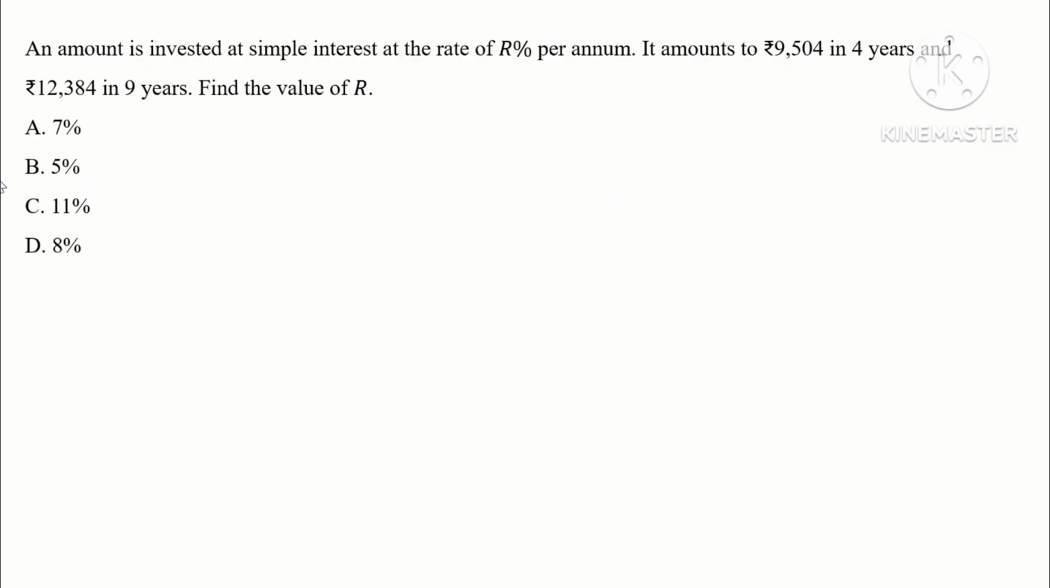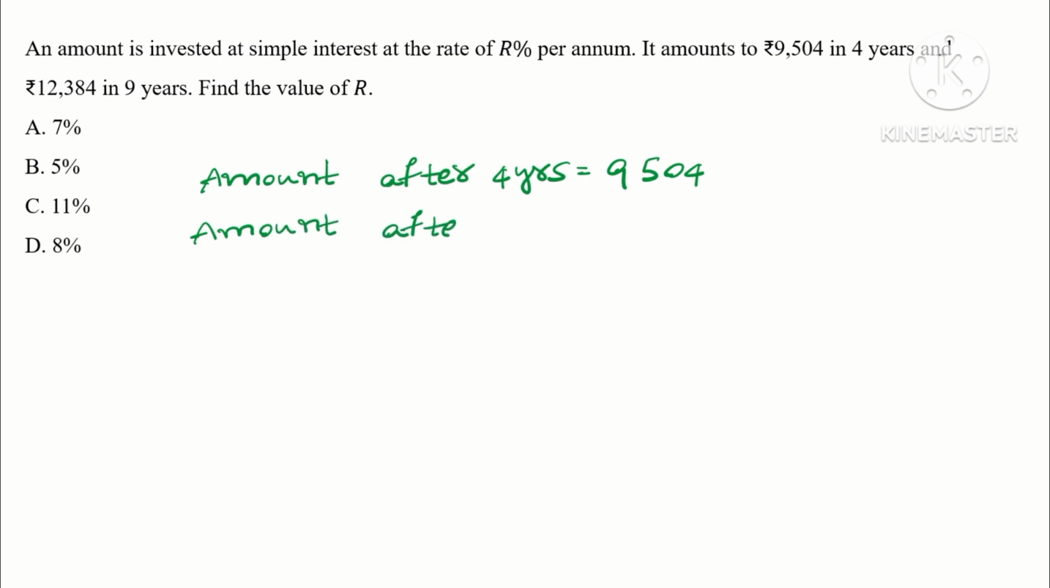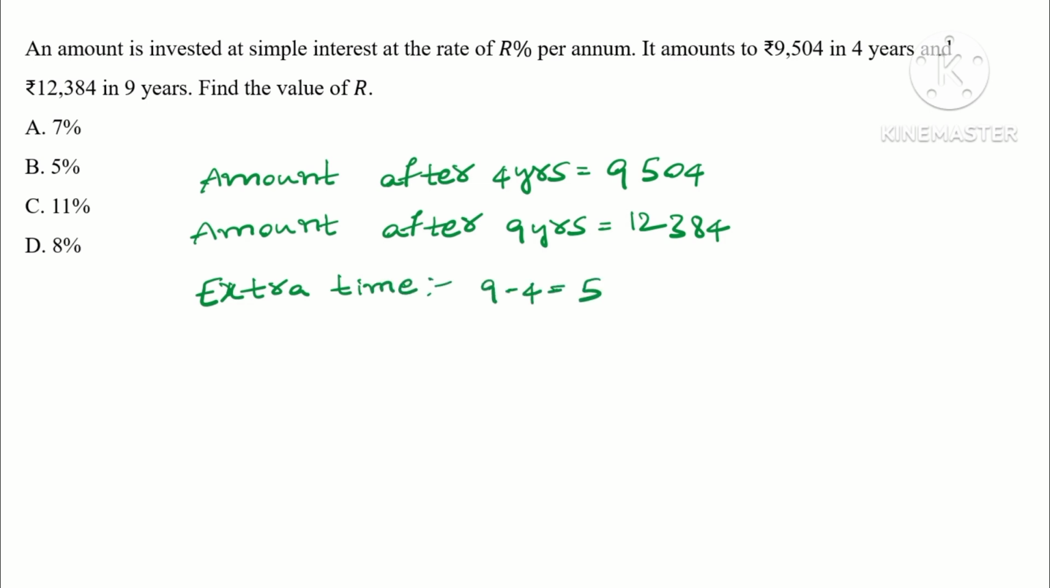So, in this problem, the given amount after 4 years is 9,504 and amount after 9 years is 12,384. Now, extra time will be 9 minus 4, 5 years.